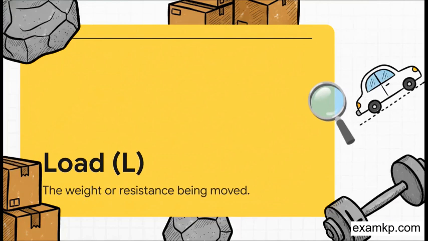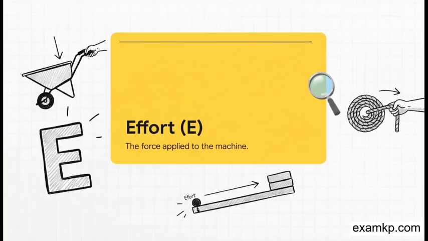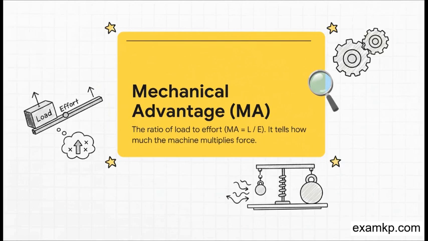And on the other side, we have the effort, capital E. This is your push, your pull, your turn. The whole point of a simple machine is to use a small, manageable effort to overcome a much bigger load. Now, this is where the magic really happens. Mechanical advantage, or MA. This number tells you exactly how much the machine is multiplying your force. It's simply the load divided by the effort. So if your MA is 10, it means the machine is making you 10 times stronger. It's an awesome measure of the machine's power.